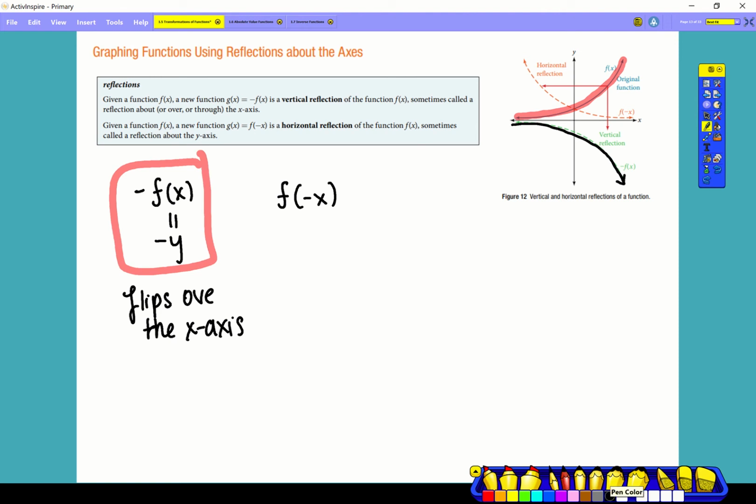Now for this one, we're going to take all of our x values and we're going to make them negative. So we're going to flippy flop it over the y. And you can see that right here. See how we just kind of flipped it over the y? And it's okay if it crosses, it's fine.